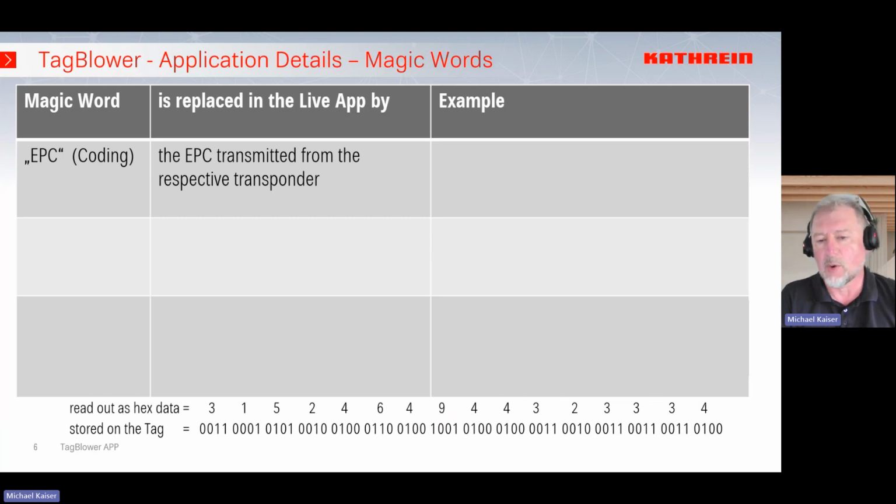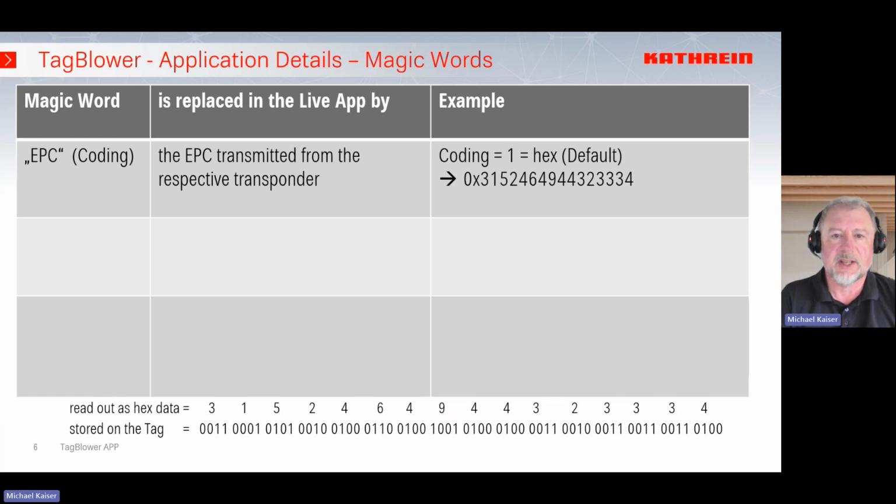This means the 0011 represents the 3, the 0001 is the 1, and so on. So in our case, coding 1 is default, the hex coding. But you can also code as ASCII. In this case, this 31 stands for the 1, this 52 stands for the R, this 46 stands for the F. It's also a possibility to code. The stored data is the same, but the way to translate or to transmit looks different.